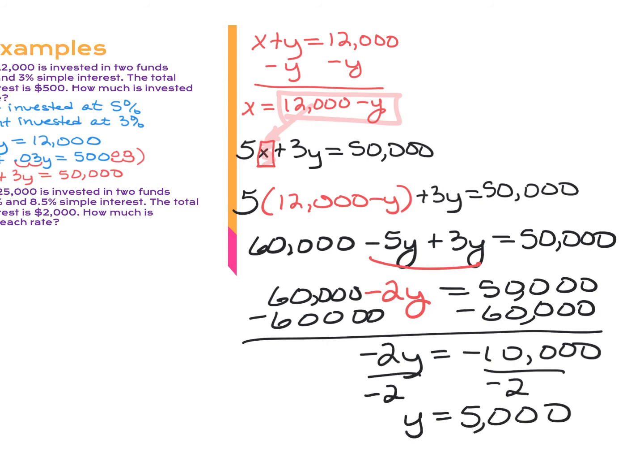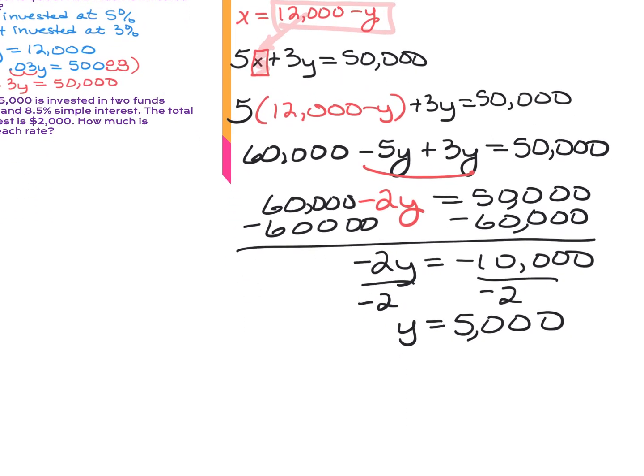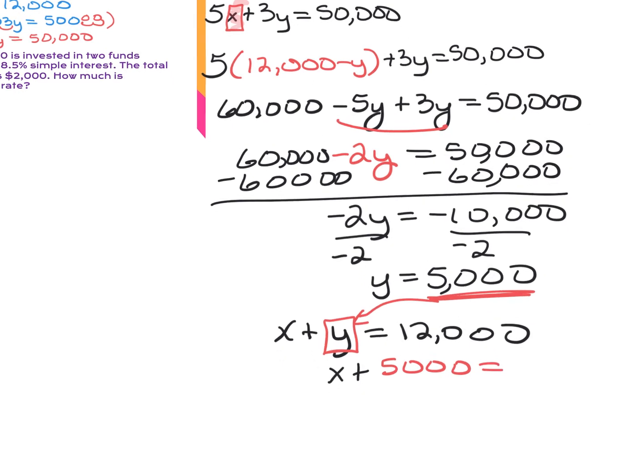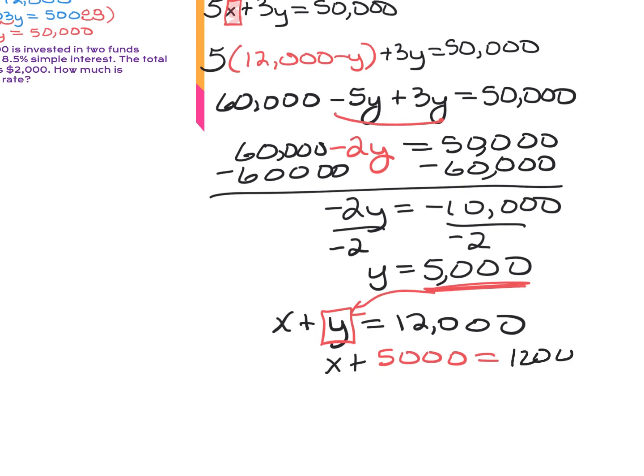So $5,000 was invested at 3%. To get the amount at 5%, remember you take it and you plug it back into one of the beginning ones. I'm going to use the very first one. x plus y equals 12,000. Plug in. Take out the y, put 5,000 in its place. So x plus 5,000 equals 12,000. Solve for x by subtracting 5,000.